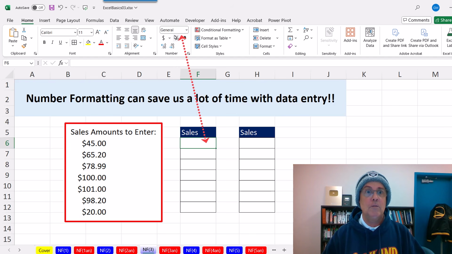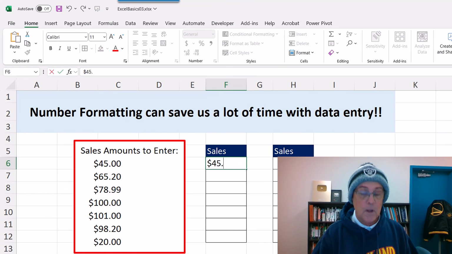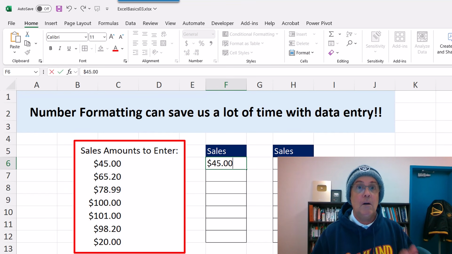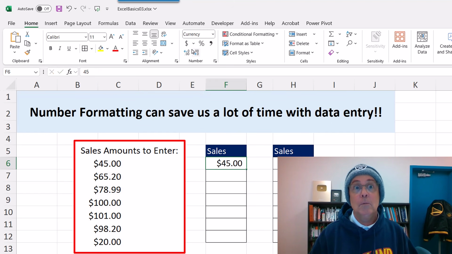Notice there's a general number formatting. But when I type a $, 45.00, now I type 6 characters. I can see them here, and I see them up in the formula bar. But watch what happens. Control Enter. Well, it's polite. It applied currency number formatting. That's called number formatting as you type.